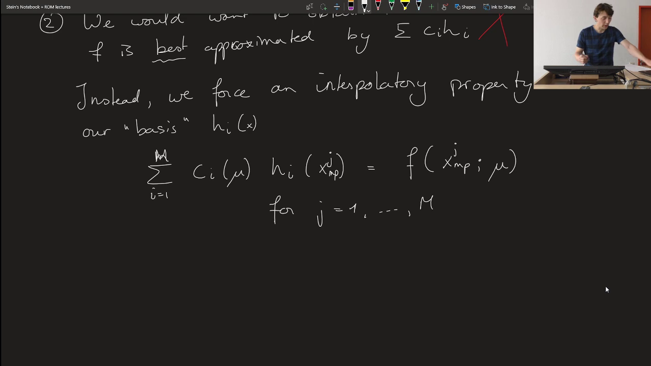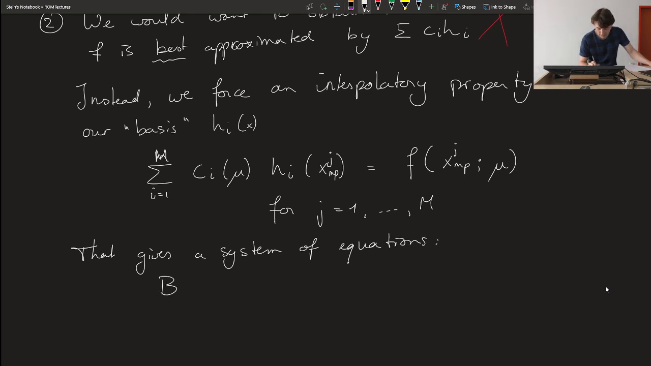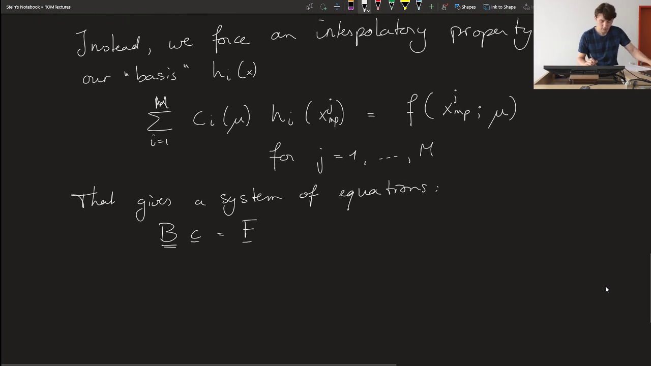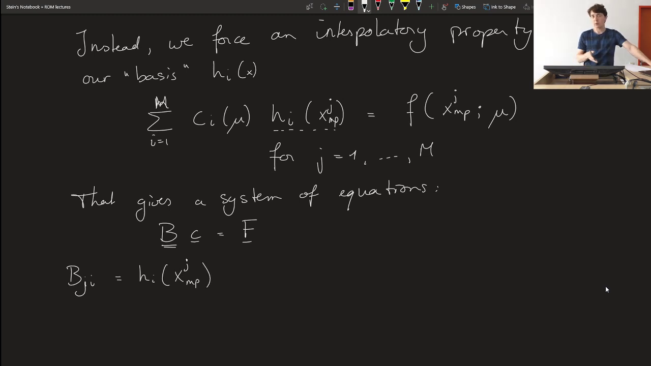Now this is a system of equations, and we can write it as such. That gives a system of equations, namely B, a matrix, times the vector C is equal to a vector F, where the entries of B, I think this has to be Bji, is equal to these Hi, Xj. And again, these interpolation points, the locations in space where we force this property, are given. They're set, we have to decide those, but they're fixed for every parameter point, for every subsequent addition of bases. So those are the coefficients in the matrix B.